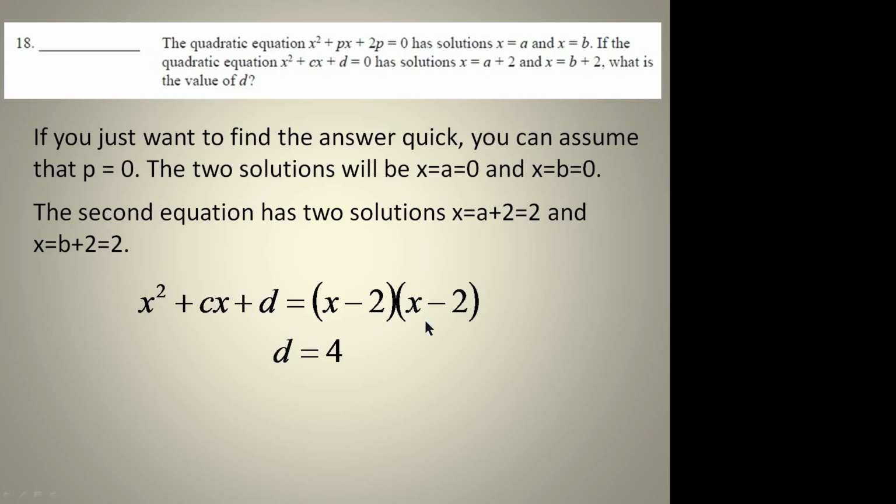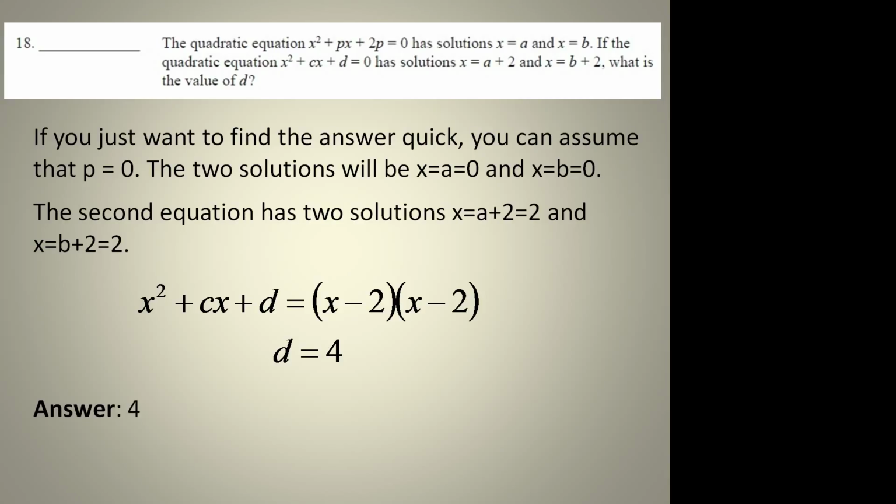Because if you multiply this out, you will get x squared, then minus 2x, then minus 2 times x, combined together will be negative 4x. So you find out that c is negative 4. But we just want to find d. D is 4. Negative 2 times negative 2 is 4. So that's how easy it is. You just set p equals 0 there. So that's a smart way to do it.